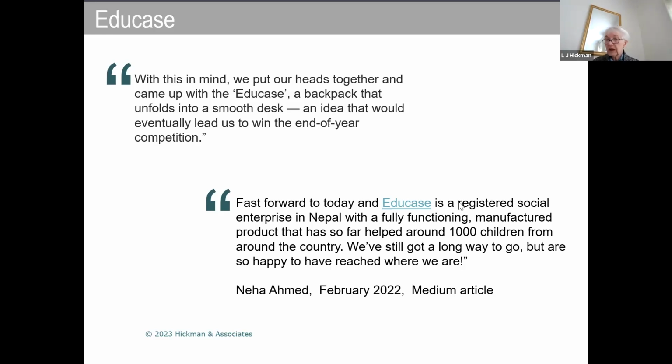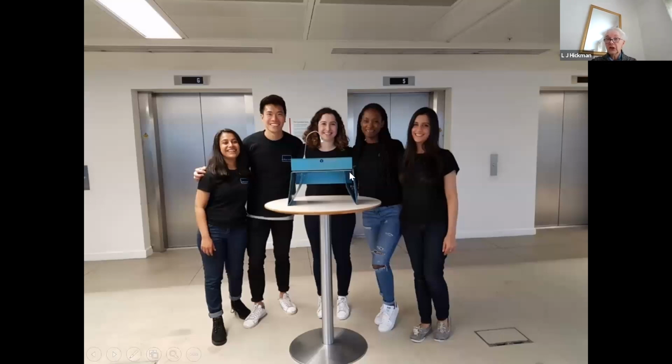I'm going to show you a photo of it, and then I'm going to show you what was, this article was written last year. Fast forward today, EduCase is a registered social enterprise, helped around 1,000 children in Nepal. And I'm going to show you the team. And this was made out of a cardboard folding apparatus, a little lamp. The team, as you can see, came from every country and continent in the world.